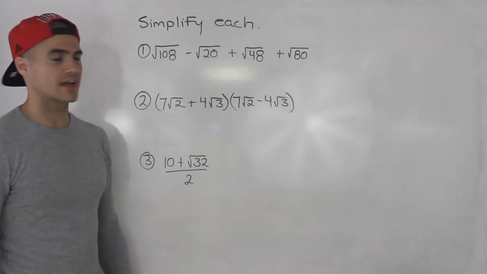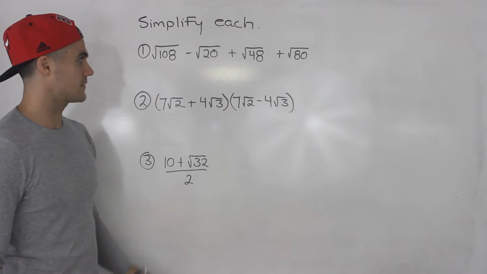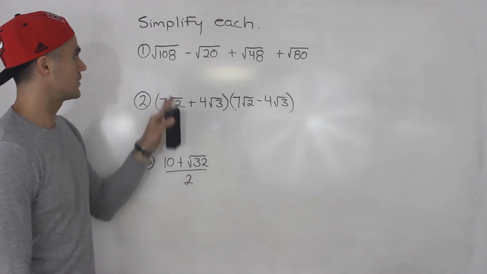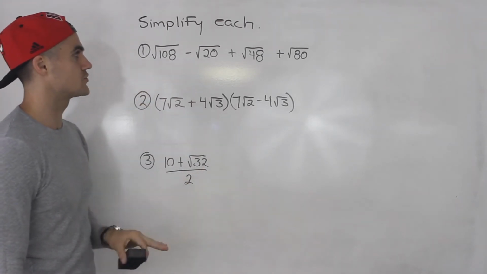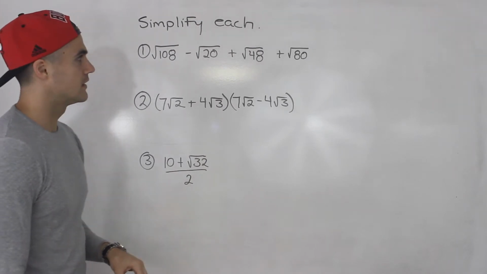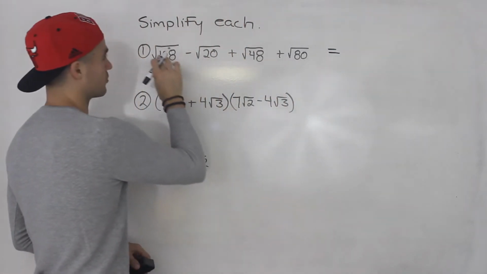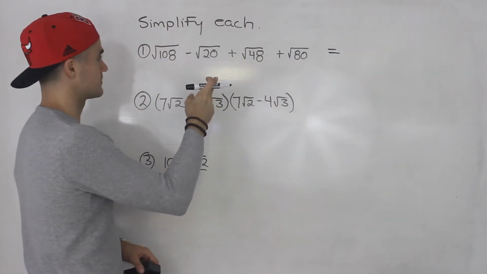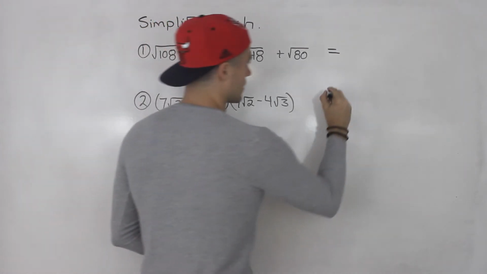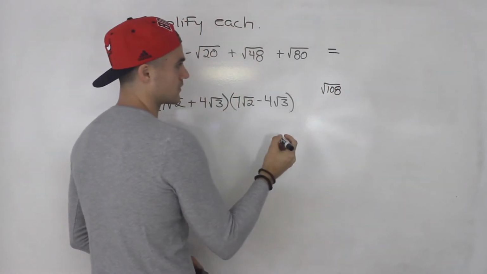Moving on to the next test question, we have to simplify these expressions here, and notice how they have radicals. So starting with number 1, we got root 108 minus root 20 plus root 48 plus root 80. Now, when you get a question like this, what you want to do is just start breaking down each of the radicals individually. So starting with root 108, what can we break that down to?